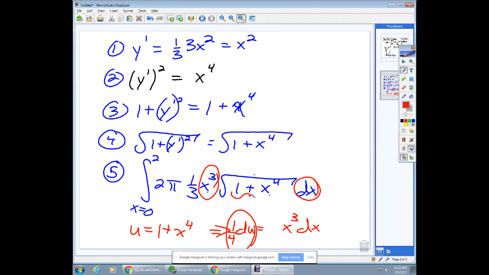And then the 1 plus x to the 4th is a u. So that gets all the x's out. And that's the goal. When we do a substitution, we got to eliminate all x's, and they got to be u's instead. And it looks like I can totally do that. So let's rewrite that on another page here.